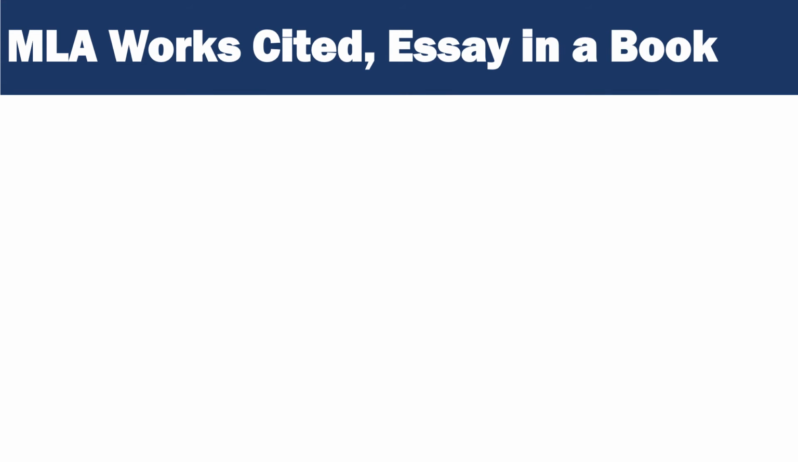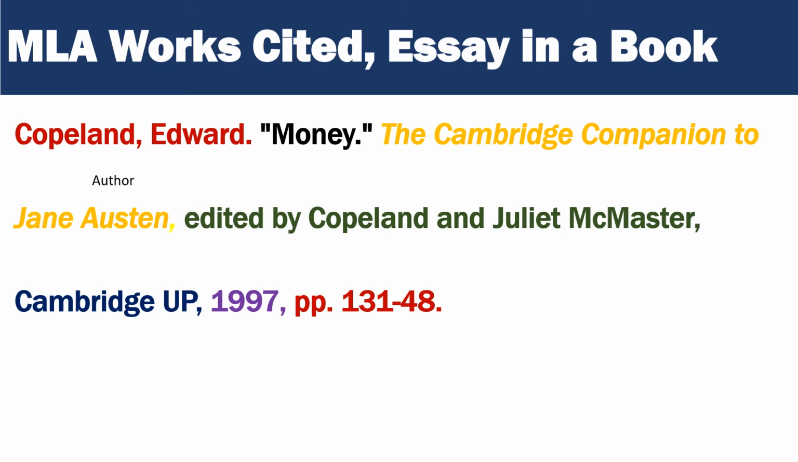Our next example is an essay in a book. So this book is a collection of essays, so it is not good enough to just record the book itself. You have to differentiate the smaller work inside of the larger work. Again, we have the author, and then the title of the essay in quotation marks. Next is the container, meaning the larger work, which is the Cambridge Companion to Jane Austen. The container is italicized, setting it apart from the title of the essay that is in quotation marks.